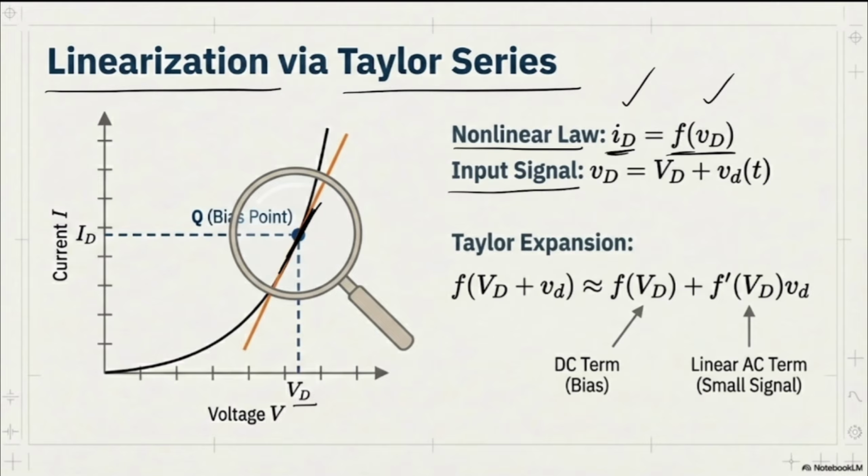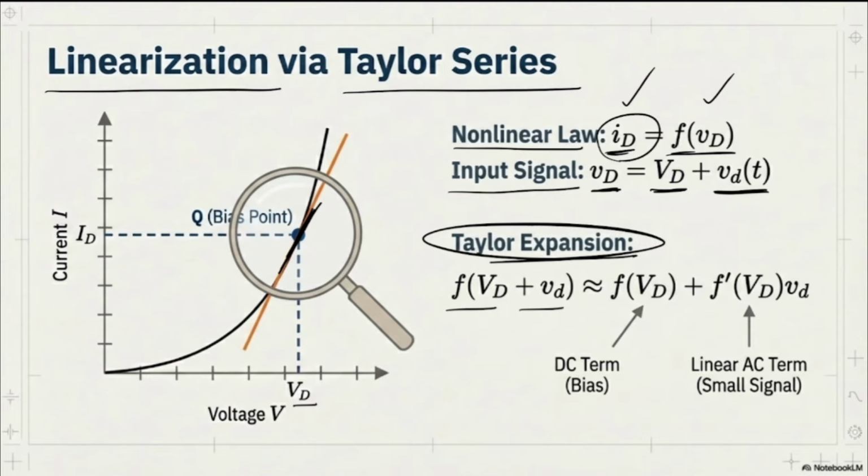What about the input signal? We know that for V_D we consider two things: the V_D, which is a DC voltage, and small v_d(t), which is based on time and is the AC one. So at the end of the day, our Taylor expansion says that f of V_D plus v_d, which we know as the current itself, can be considered equal to f of V_D plus f prime of V_D times the small v_d itself. What is happening over here? This is a little more detailed mathematics. It means that f prime is the derivative of f.